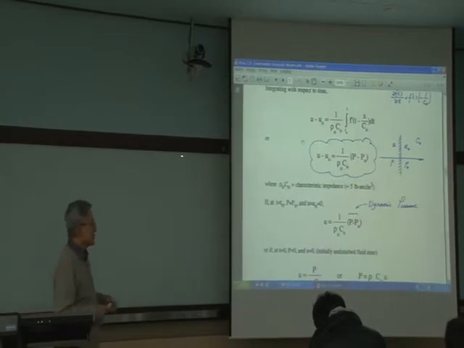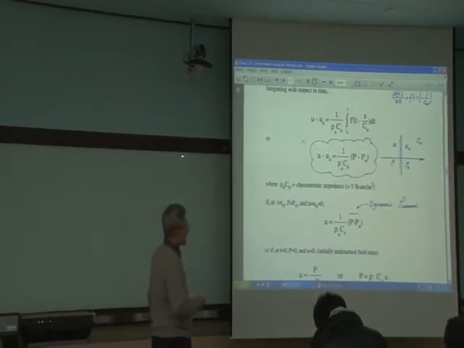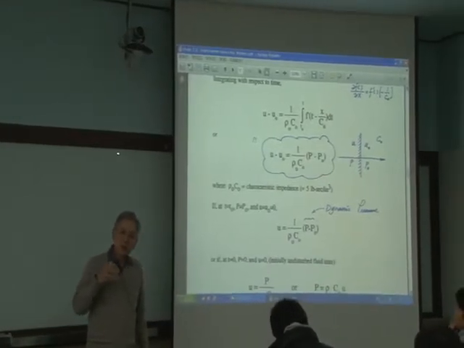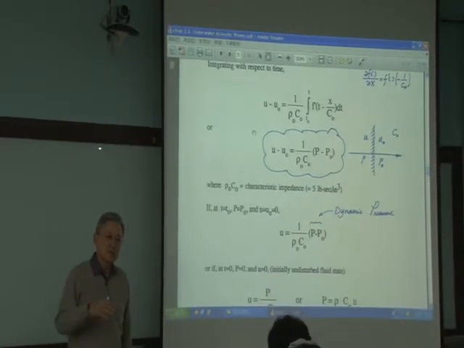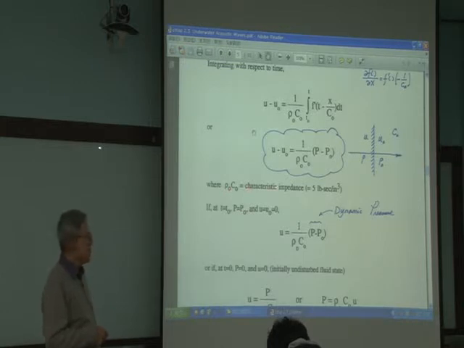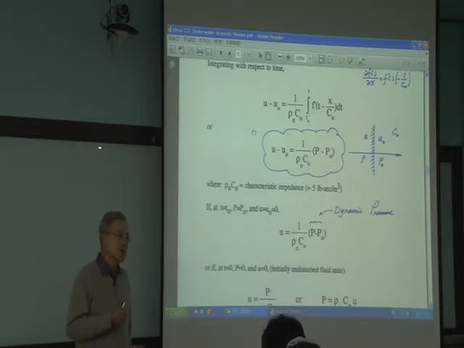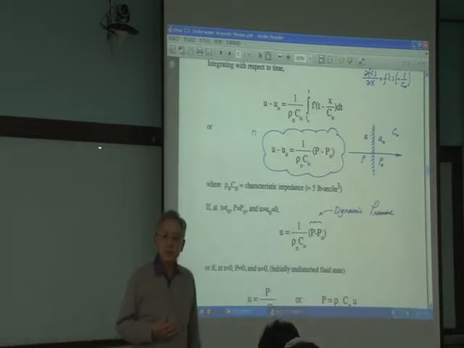Rho C in the water. Rho C is called the characteristic impedance. Impedance characterizes the media. For water, the standard value is like 5 pound-second per inch cubed. If you just calculate the units of this, it comes out like that: 5 pound-second per inch cubed. It's called the characteristic impedance, or simply impedance.